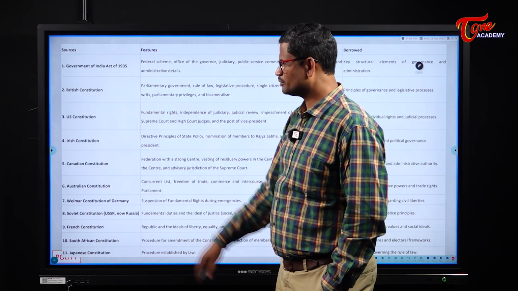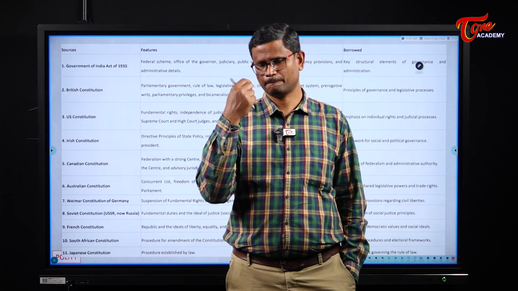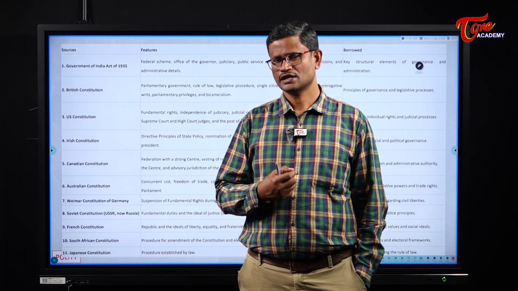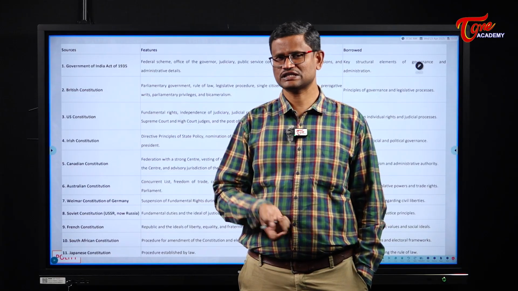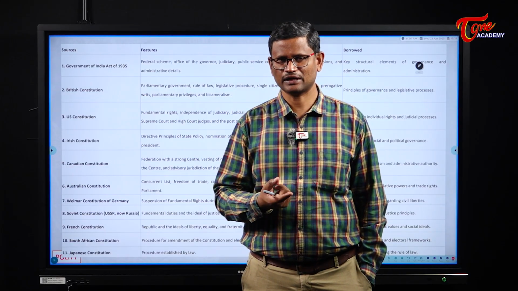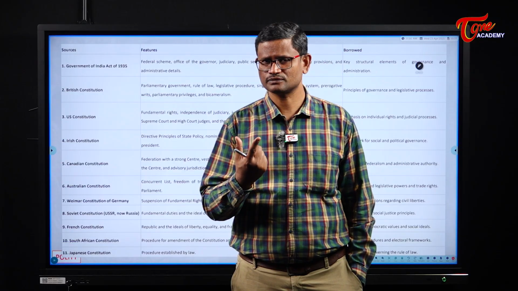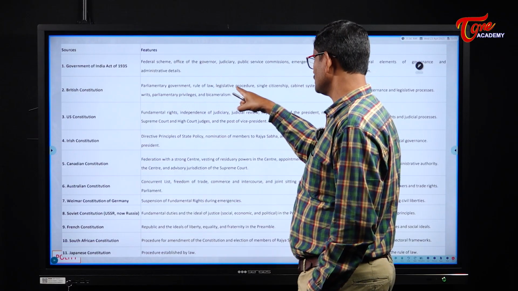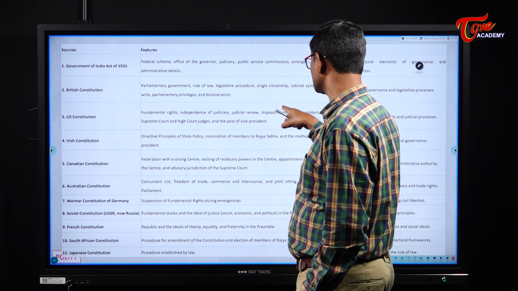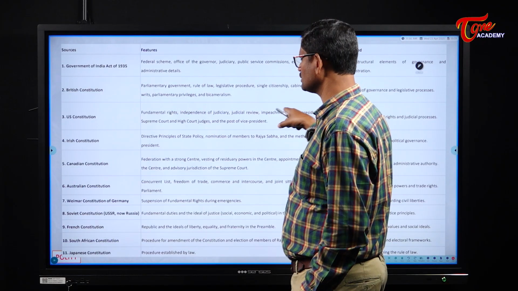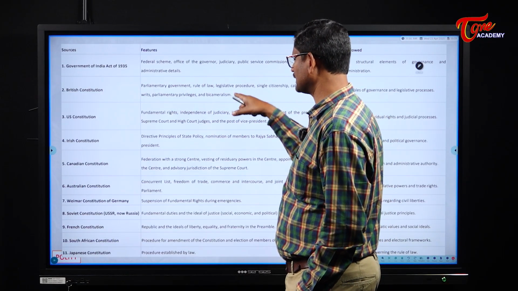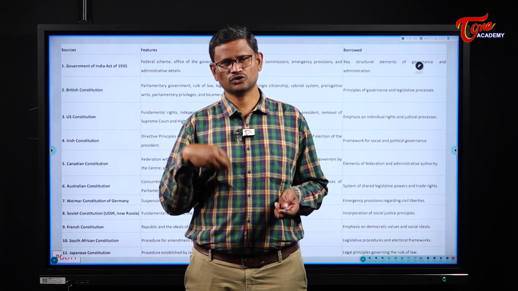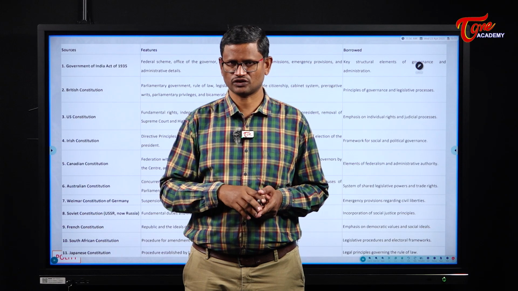Then when it comes to the British Constitution, the parliamentary democracy, rule of law, equality before law, the legislative procedure, the idea of single citizenship, the idea of bicameral parliament are all borrowed from the Constitution of the United Kingdom. So parliamentary government, rule of law, legislative procedure, single citizenship, cabinet system of government, parliamentary privileges, bicameral parliament, prerogative rights. These are the features which we borrowed into the Indian Constitution from the Constitution of the United Kingdom.